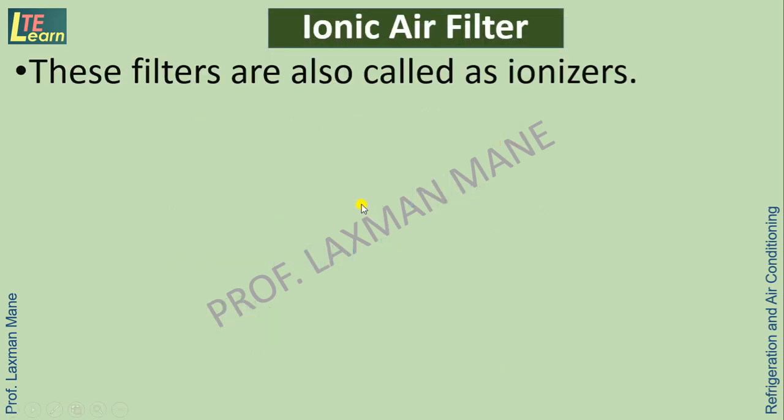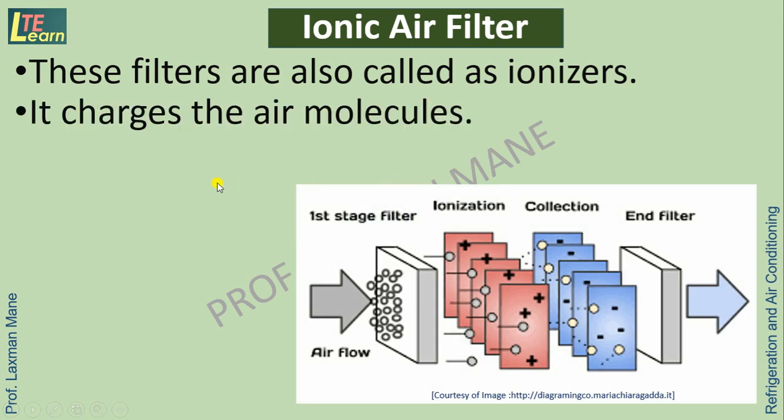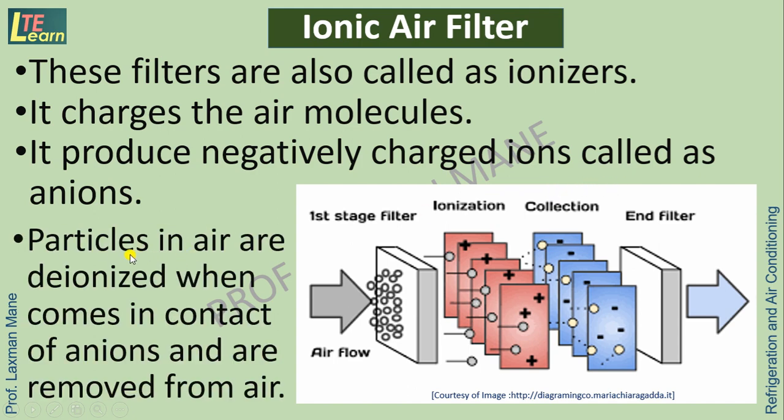Ionic air filter. These filters are also called ionizers. It charges the air molecules. It produces negatively charged ions called anions. Particles in the air are deionized when they come in contact with anions and are removed from the air. Thus, at the end of this filter, air is purified.